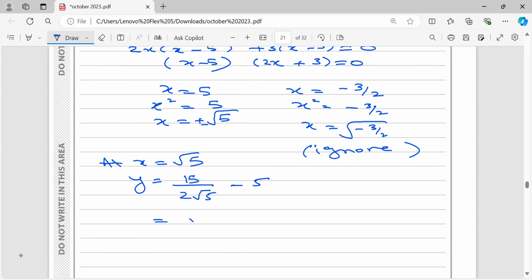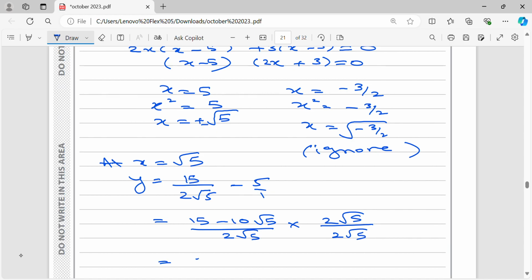Minus 5, 15 minus 10 root 5 over 2 root 5. I'll take its LCM, make an equivalent fraction. Because again I have a surd in the denominator, so let's rationalize with 2 root 5.